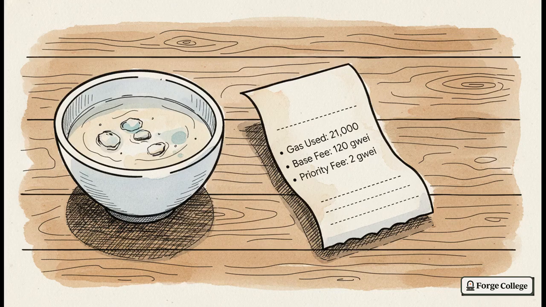Here are the raw inputs for our first test case. The gas used for a standard transfer is a hard-coded 21,000. Let's say the network base fee is currently 120 gwei, and we're tossing in a priority fee of 2 gwei. So the crucial point is, when we calculate the total, we are multiplying by the actual gas used, not the gas limit cap you might type into your wallet. The gas limit is just a safety net. The gas used is your actual consumed meal.